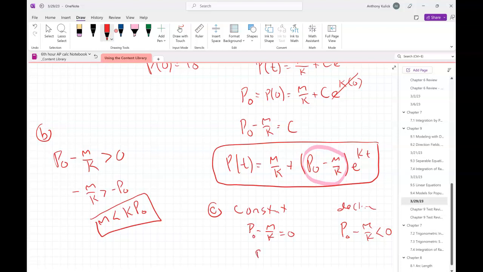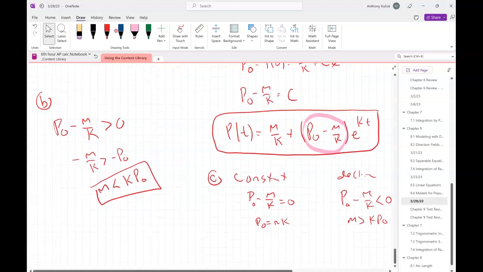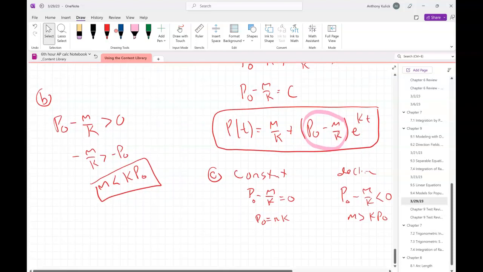It's not surprisingly just going to be equals MK, and then it'll be greater than KP naught. Oh, shocking! So K is your relative growth rate, right? Yes. So when you're multiplying that by the initial population, the rate that the population increases is going to be proportional to itself.